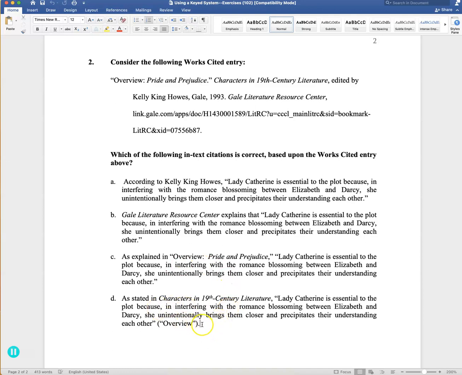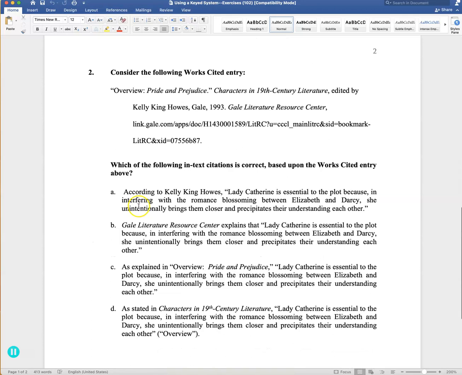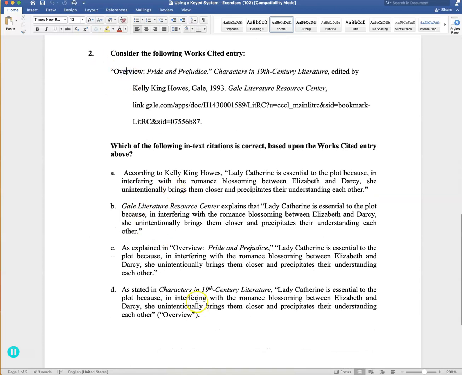I think D is a little smoother, but that's how you can make sure you're using a keyed system, whether you have an entry that begins with an author's name, which fortunately most do, or even if it just begins with the title word. You're going to match that word somewhere in your in-text citation.